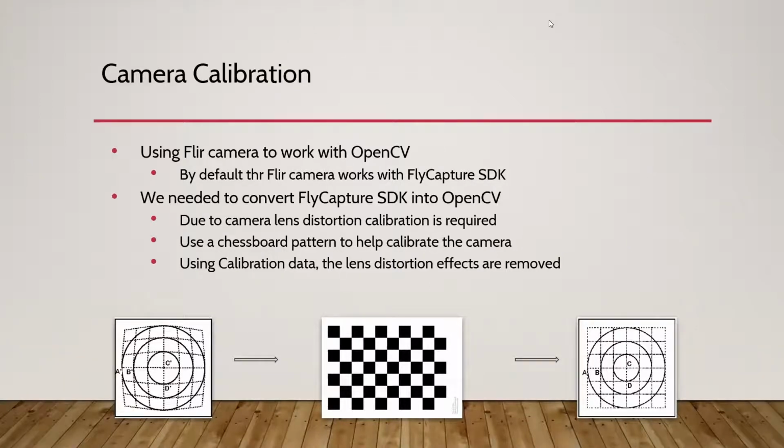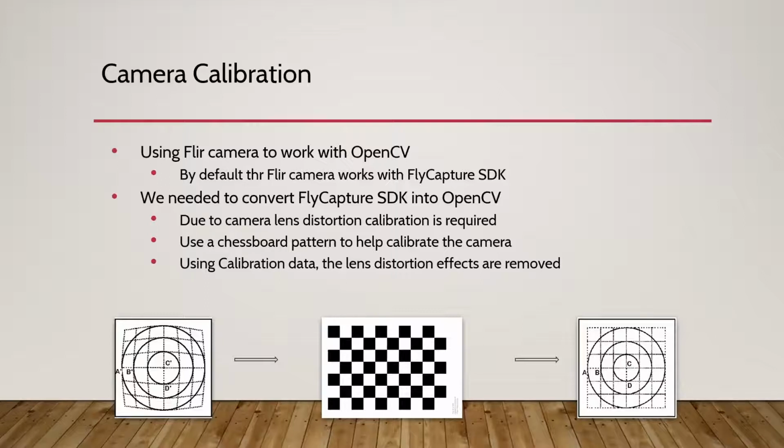But by default, the FLIR camera comes with its own software called FlyCapture SDK. So to start the process, we need to convert FlyCapture SDK into OpenCV. We needed to do this because the camera lens had a fisheye distortion effect to it. And to fix this, we were to use a chessboard pattern to help calibrate the camera.